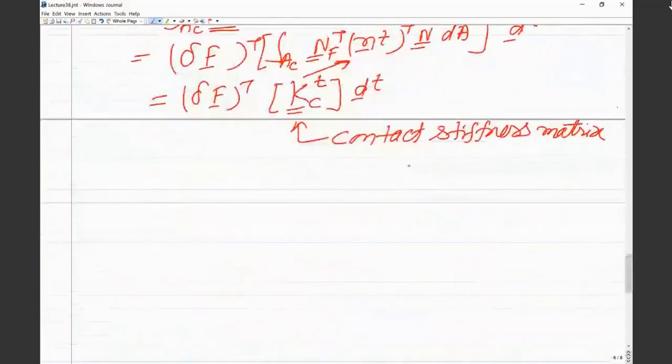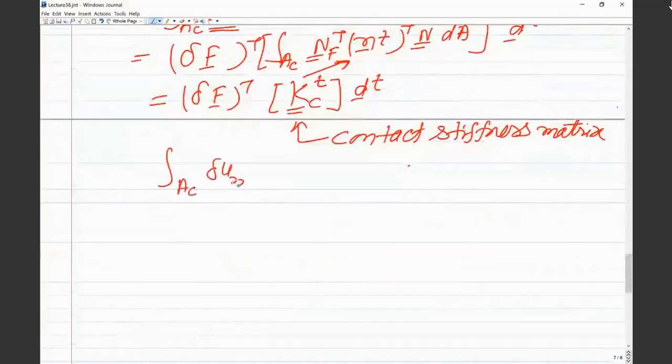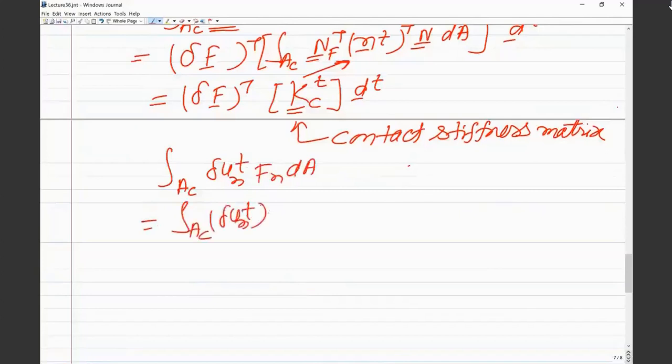So this is integration over the contact area AC of delta UNT into FN dA. And the delta UNT can be replaced by its transpose, so we can write it as delta UNT transpose into FN dA. And then we can write these in terms of interpolation. So integration over contact area, then delta UNT is NT transpose into N into delta D.